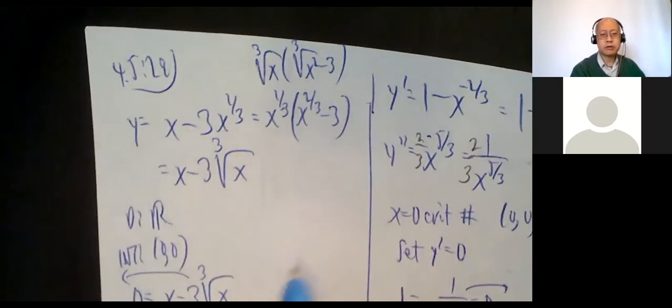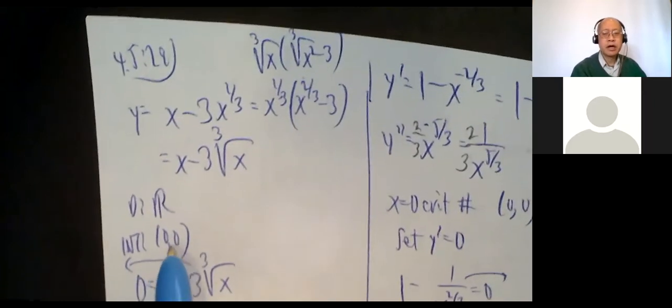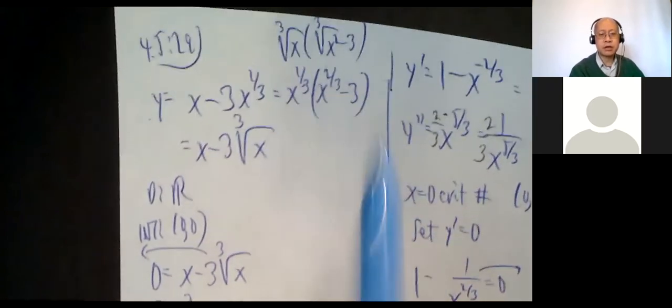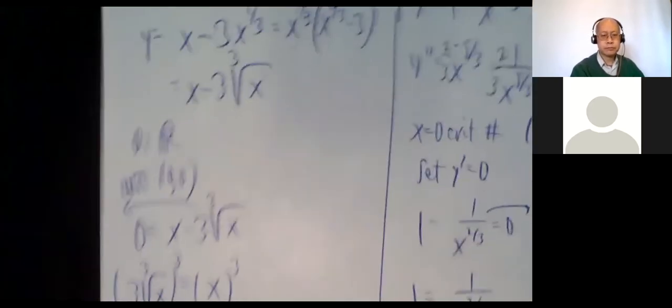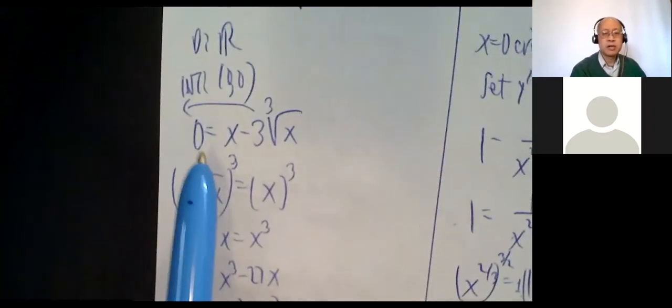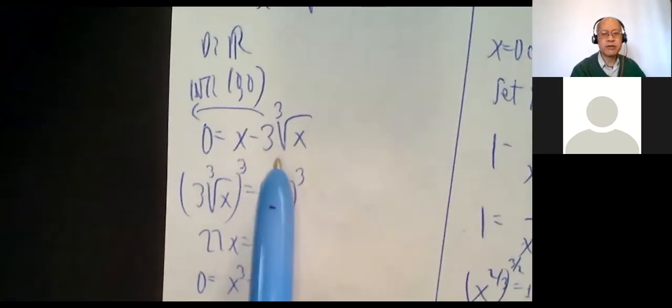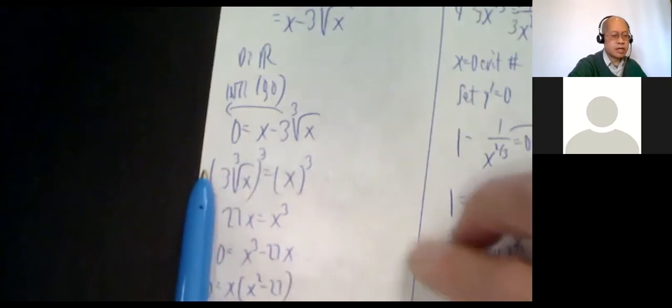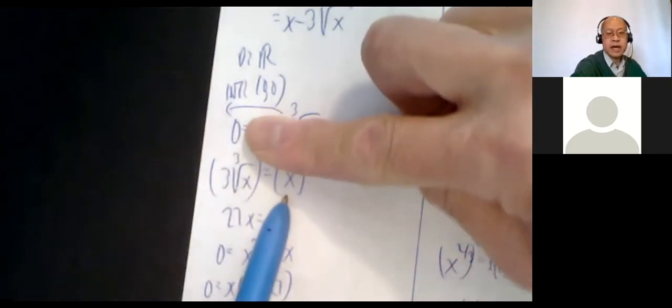Okay, so domain is all real numbers. Okay, intercepts. I have the origin. I know that, plug in 0 and 0, but I have to work on this also. Okay, so 0 equals x minus 3 cube root of x. Move over to 3 cube root of x. Okay, so 3 cube root of x equals x.